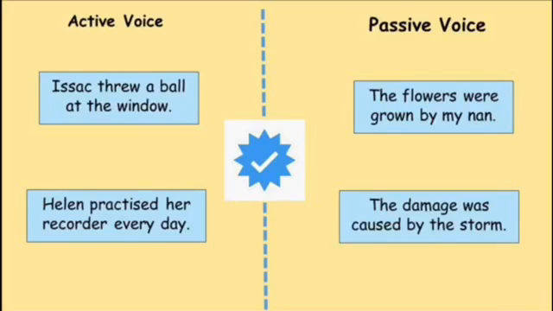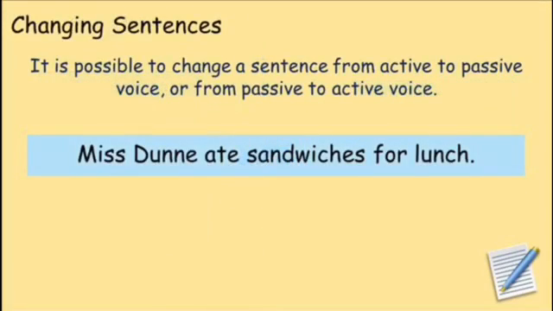Okay, now sometimes we will write a sentence using passive voice, or we'll write a sentence using active voice, and we want to be able to change that. Okay, and there is a way that you can change it. Okay, you can definitely change to and from. So you can change your active to passive, or you could change from passive to active if you wanted to.